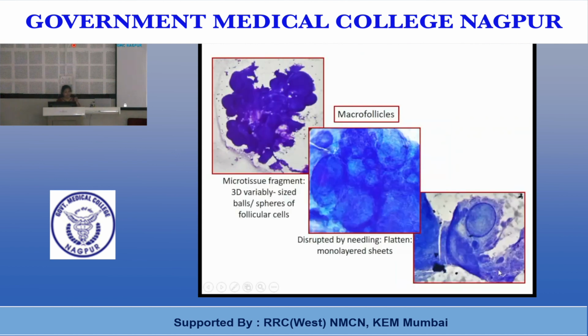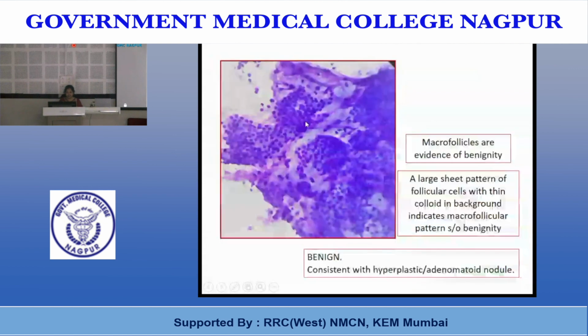Now once in a while we get such fragments of microtissue biopsies, which you can see as three-dimensional, variably sized balls and spheres of follicular cells, that is the macrofollicles. These macrofollicles tend to get disrupted by needling, and then they flatten out as monolayered sheets, better seen here. And remember, macrofollicles are evidence of benignity. So a large sheet pattern of follicular cells with thin colloid in the background actually indicates a macrofollicular pattern, so in turn, it is an indication of benign nature. And you can then put it as a hyperplastic or adenomatoid nodule.